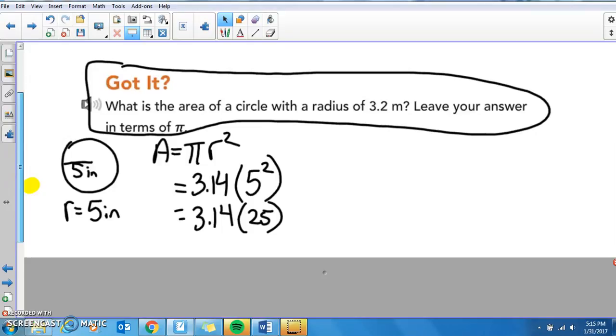My board's messing up again, so give me 1 second. Let's turn it off and turn it right back on.